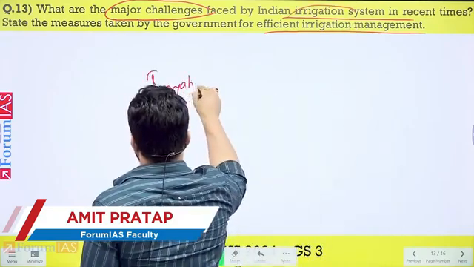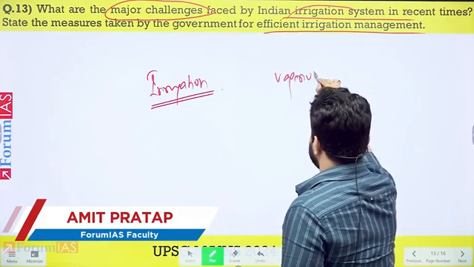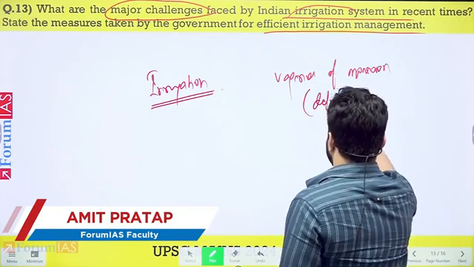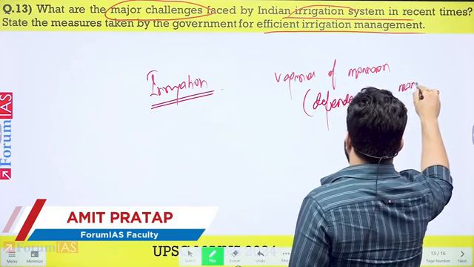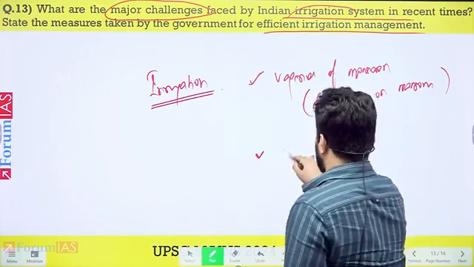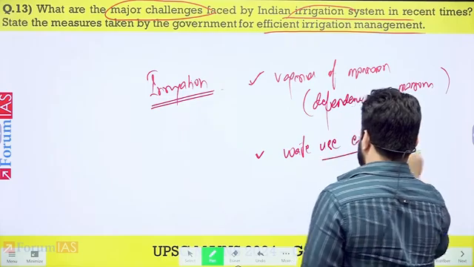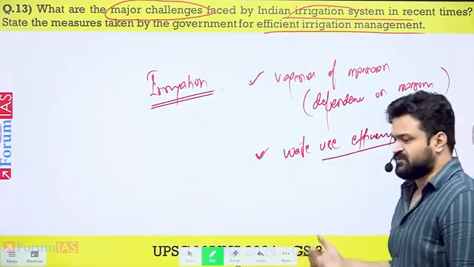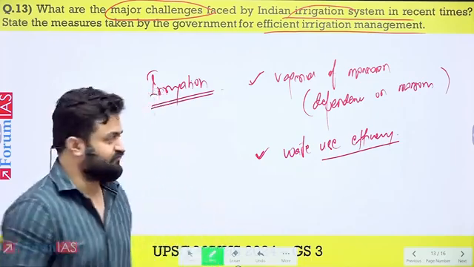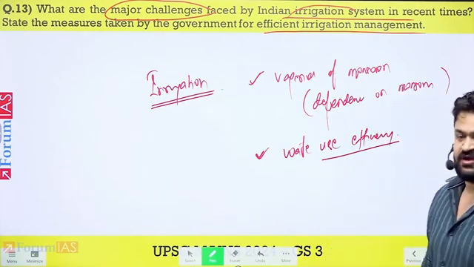First of all, dependence on monsoon, the vagaries of monsoon, because of the dependence. Then water use efficiency. That has been one major challenge. For example, in many cases you will see that farmers resort to flood irrigation. So water use efficiency is drastically low in India if you compare it with, let us say, China or Israel.